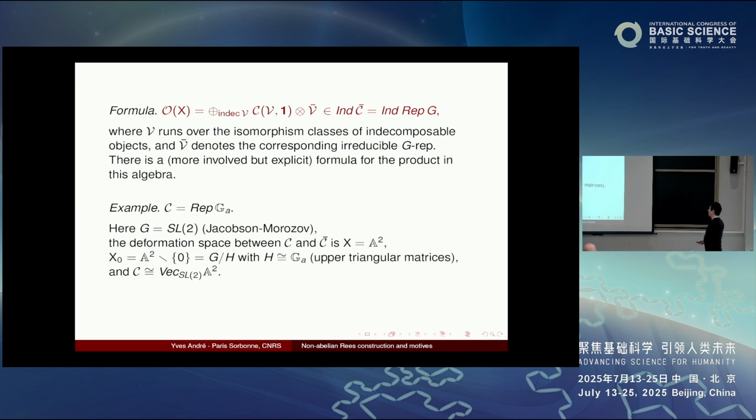X naught is the affine plane minus 0. This is G over H, where H is isomorphic to the upper triangular matrix group G_a, and C is equivalent to the category of SL2-equivariant vector bundles over the affine plane. So this is maybe one of the simplest non-trivial examples.